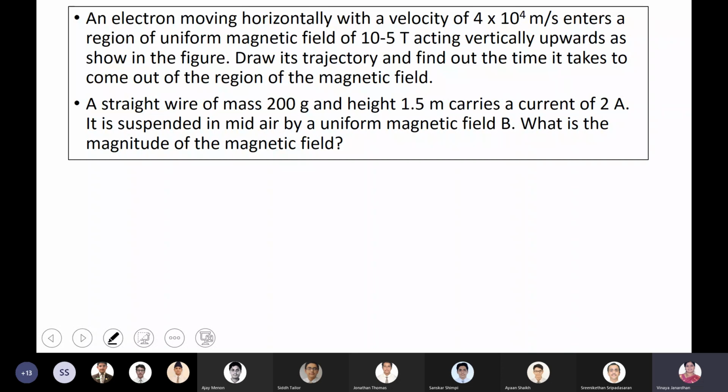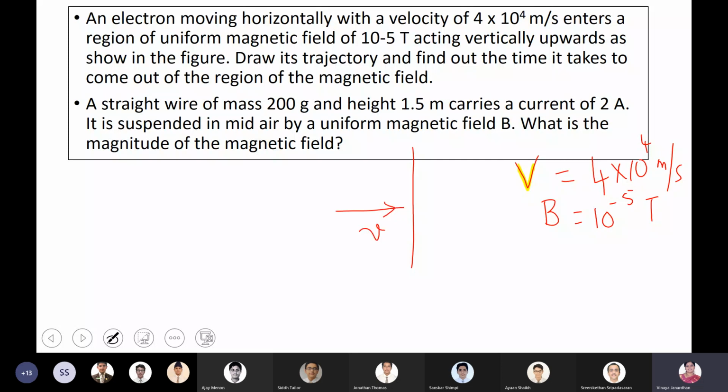An electron moving horizontally with a velocity of 4 into 10 to the power of 4 meter per second enters the region of uniform magnetic field. So V is equal to 4 into 10 to the power of 4 meters per second. Magnetic field B is 10 to the power of minus 5 Tesla vertically upwards. I'll give you the diagram. So it's moving with velocity of v. This is the diagram. The magnetic field is into the plane of the page.